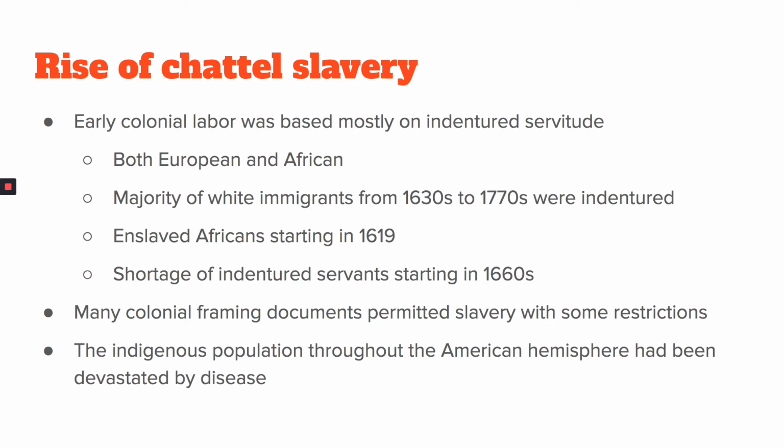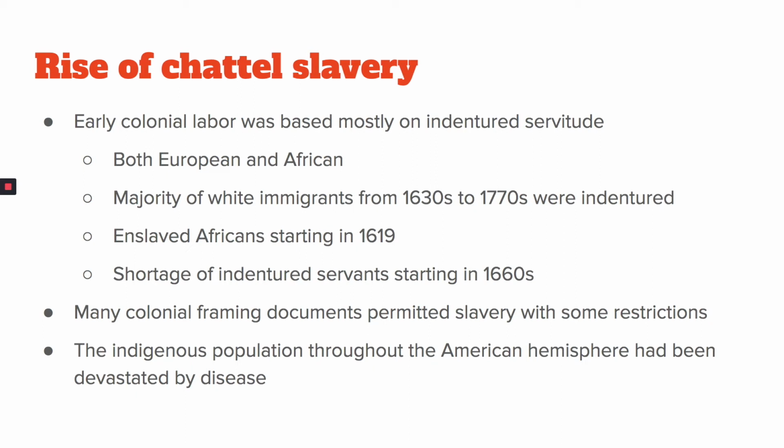Once the contract was over, theoretically, the laborers would then be freed to move around and do whatever they wanted to. The majority of people who actually come to the American colonies from the 1630s to the 1770s were actually indentured. The majority of the white immigrants, I should say, are going to be indentured. At first, however, before the 1660s, there are both European and African indentured servants that come. The first enslaved Africans came in 1619.